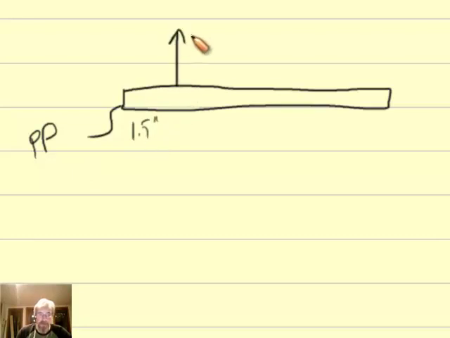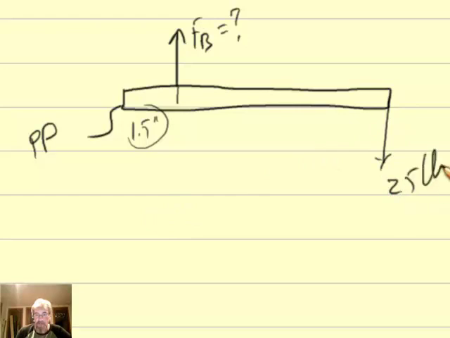So that means I have this force up here, I'm going to call it FB for bicep, that I'm trying to find, that's 1.5 inches away from the pivot point. I also know that I've got at the hand a 25-pound force pushing down, and that distance there from the pivot point to the end of the arm is 12 inches.